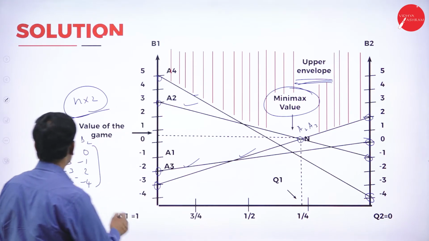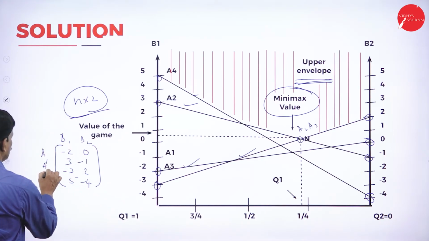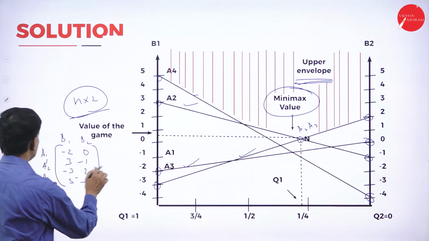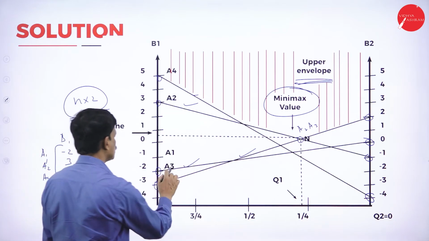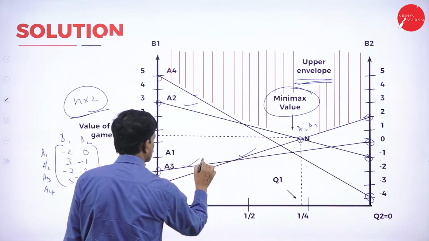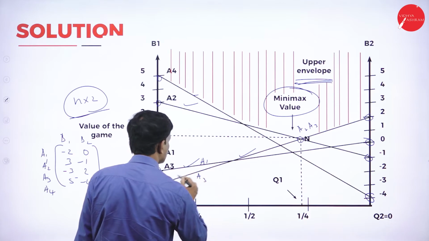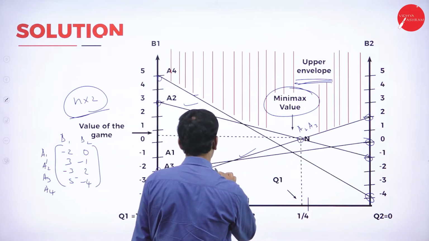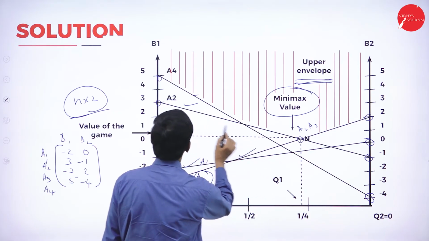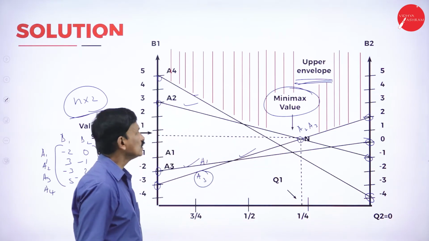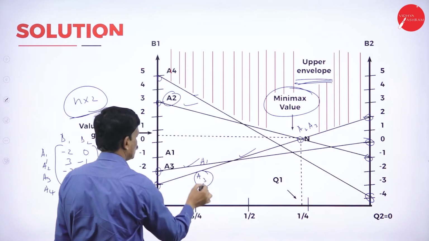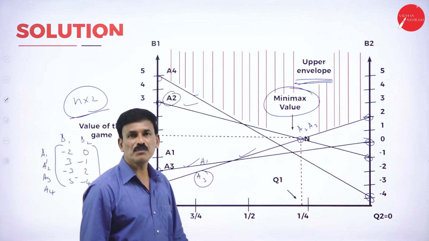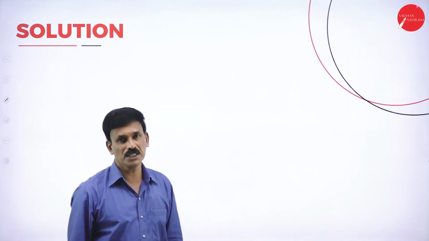Observe carefully. Now, this is A1, A2, A3 and A4. What is A1? Minus 2 to 0. This is A1. Now we are obtaining the point between this line A3 and A2. These are the two lines, A2 and A3. Therefore, the optimal strategy is obtained by A2 and A3.